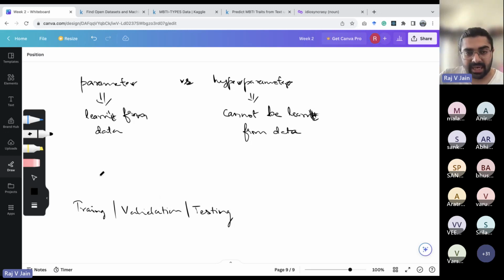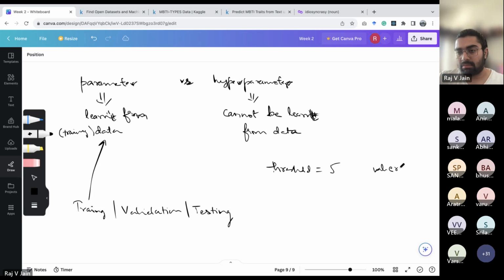So when I say learn from the data, this is learn from the training data. And then what you do for these hyperparameters is you try multiple different values. For example, in the previous example, threshold. So you'll set threshold equal to, let's say, 5, and you will run your decision tree model on the training data. Now you will evaluate it on the validation set, and you will get some sort of a validation error.